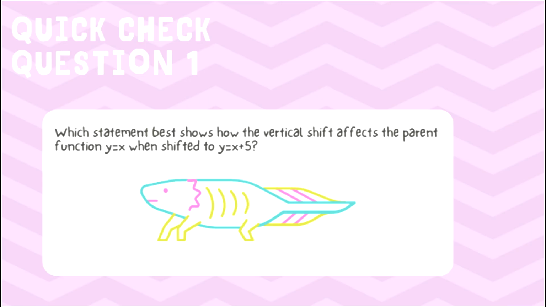Here's quick checks. I won't give you the answer to these ones, but I will tell you how to find it. He's super scary too. Which statement best shows how the vertical shift affects the parent function y equals x when shifted to y equals x plus 5? And I didn't put the answers in here because I'm a genius. But how does the vertical shift affect this when we shift here? What is the vertical shift doing? Well, the only thing that matters is the k value. What is the k value doing? You should be able to answer this.